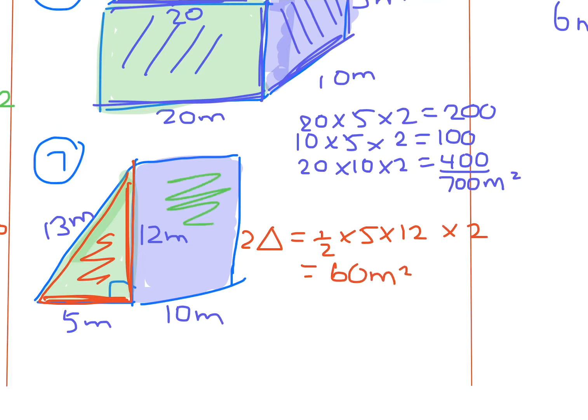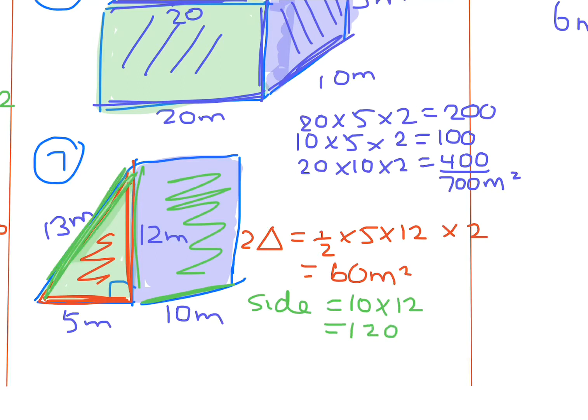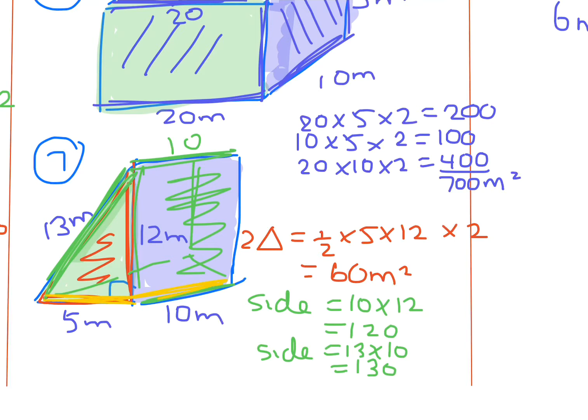Then we're going to do this side here. So it's 10 times 12. So 10 times 12, which is 120. And then this side here, which is 13 times 10, because that's 10. This is one at the back there. So side, 13 times 10, which is 130. And then you've got the bottom. So when you look at the bottom, it's 5 times 10. So if you do the bottom, 5 times 10, which is 50.